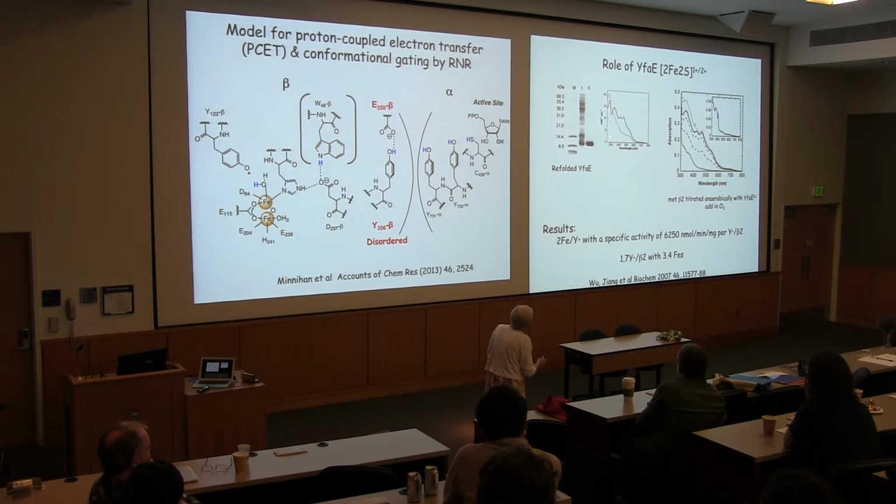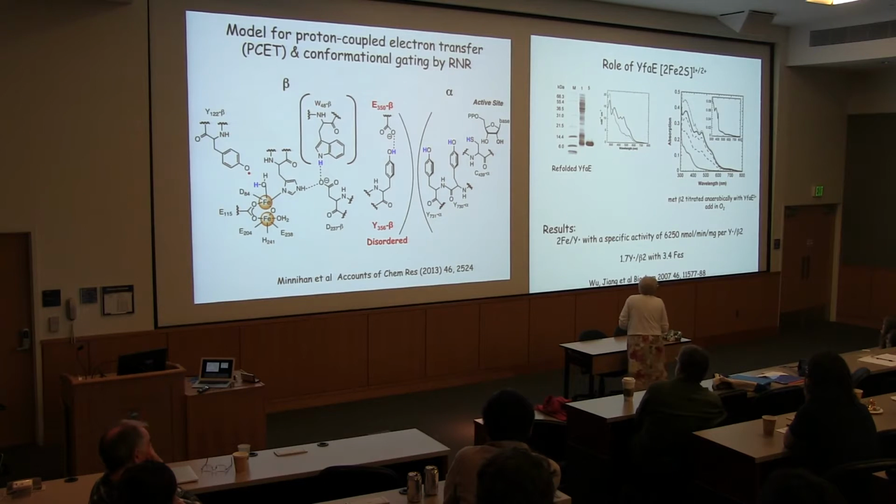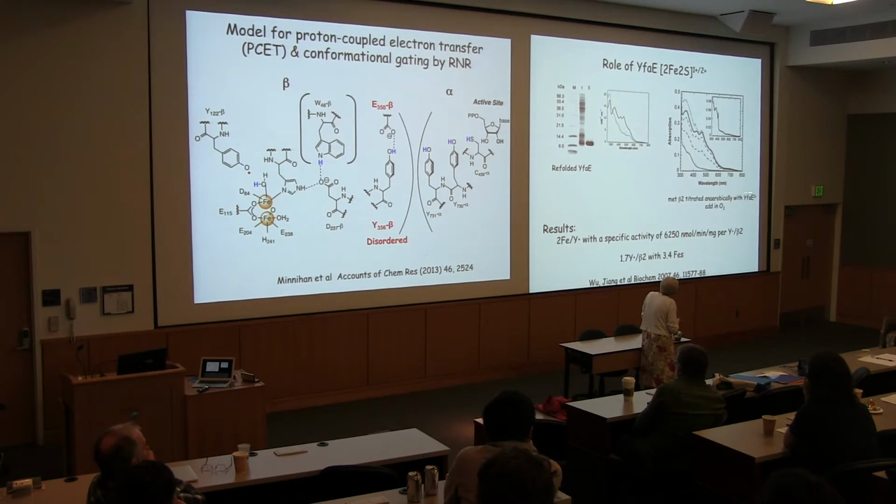And then what we could do, this is in the test tube now, we're not in vivo yet. We could take the met form of beta-2, so that's where the 2 irons are in the +3 state, no tyrosyl radical. And what you can do is titrate in YFAE in the reduced state. So it should be reducing the +3 state to the +2 state, and then add oxygen and see what you get.